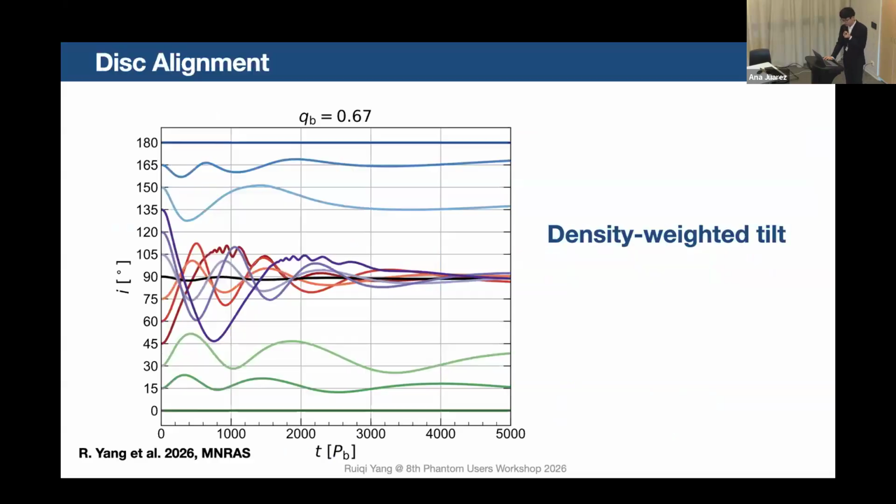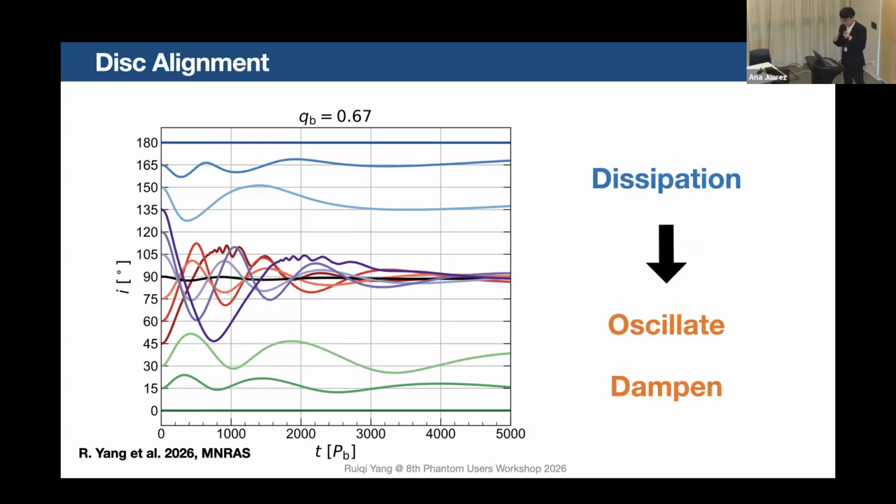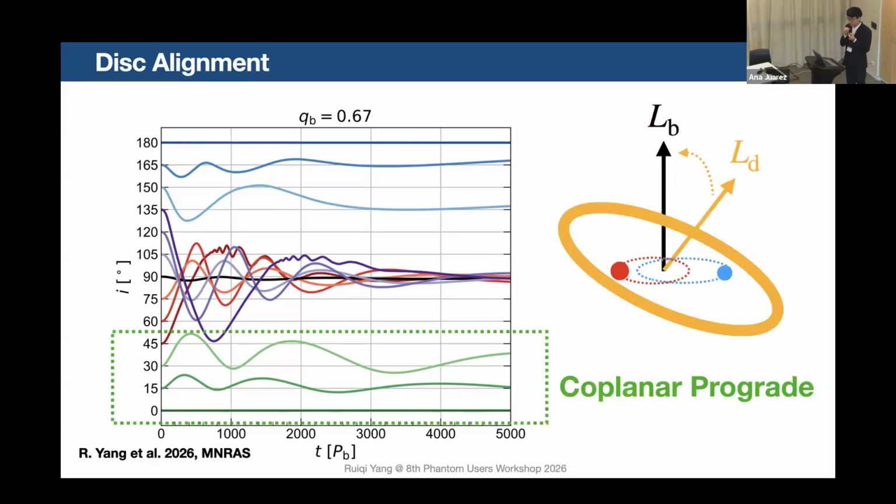Firstly, the disk alignment. This figure shows the evolution of density-weighted tilt. Different colored curves denote different initial binary disk tilt. We can see that the tilt undergoes oscillation and gradually dampens due to the viscous dissipation in the disk. If we focus on the disks with tilt below 45 degrees, they will evolve towards coplanar prograde alignment, which means the disk angular momentum vector is precessing about the binary angular momentum vector.